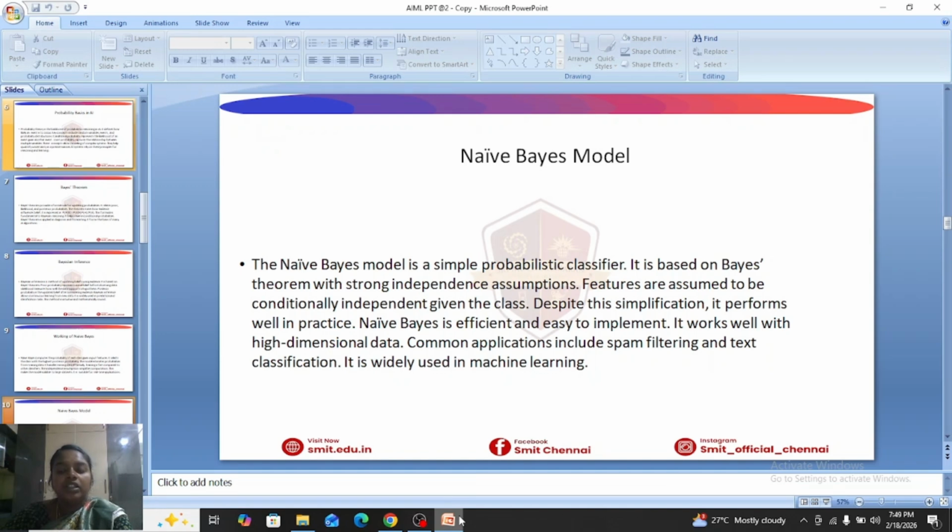Multinomial Naive Bayes is used for discrete count data, common in text classification. Applications of multinomial Naive Bayes are in spam filtering, document classification, and sentiment analysis. Bernoulli Naive Bayes is used when features are binary, zeros and ones, representing presence or absence of features. These applications are used in text classification with binary word occurrence.